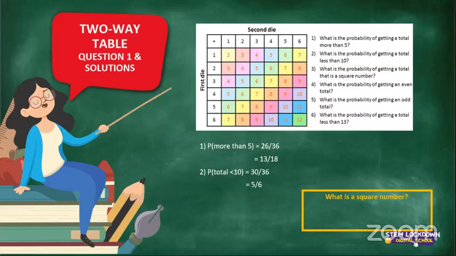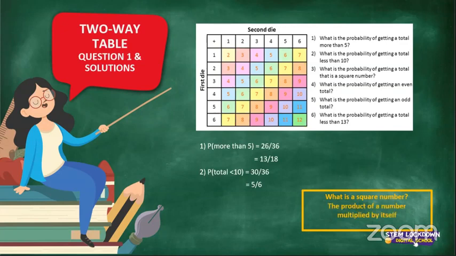Okay, so question number 3. Question number 3 says, what is the probability of getting a total that is a square number? Now, I've got a little square down here. This is a square number, guys. What is a square number? Give me an example of a square number. 4, 9, 16. There we go. Not 10, Vicky, be careful.